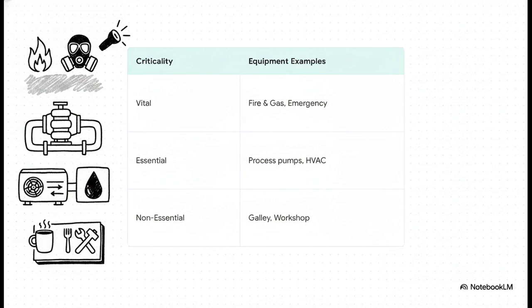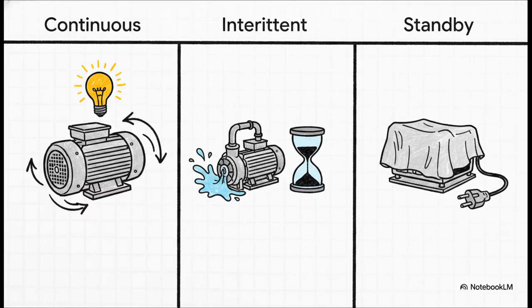Next, we have essential loads, things like process pumps, main lighting, and HVAC. If these go down, you lose your manufactured product and production stops. And finally, non-essential loads. This is your workshop equipment, non-critical ventilation, or the galley. Look, losing the coffee machine is definitely annoying, but it's not going to blow up the platform or stop the oil flowing. Okay, moving on to the second dimension, duty category.